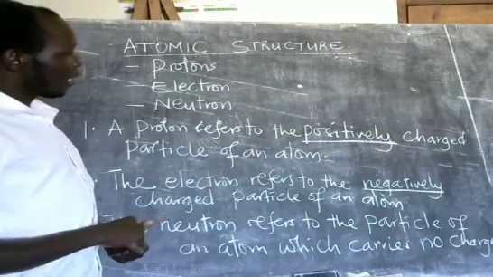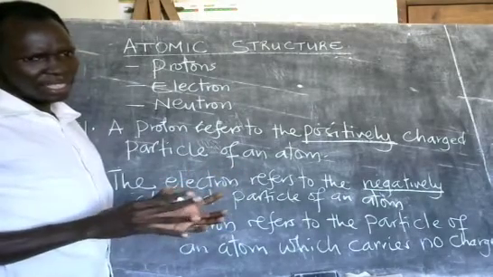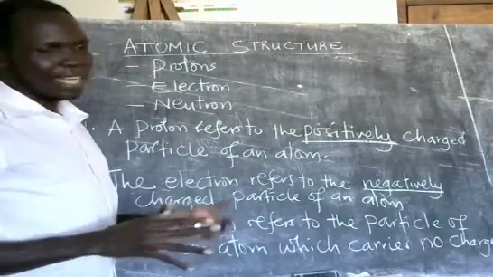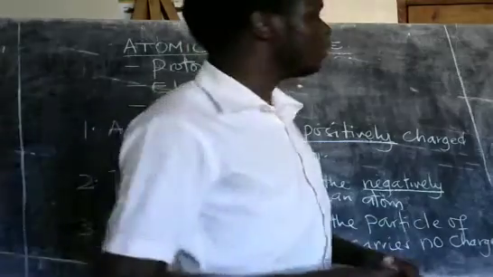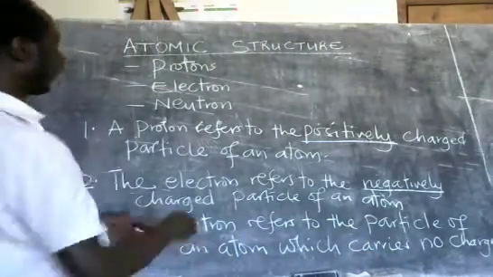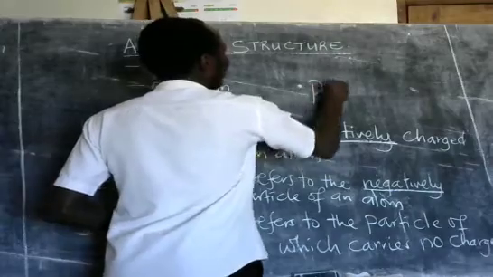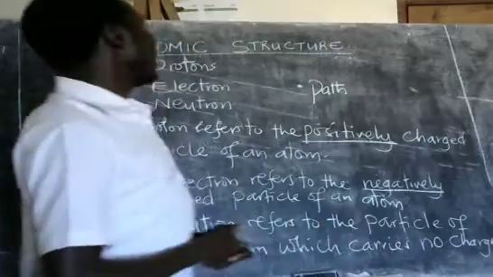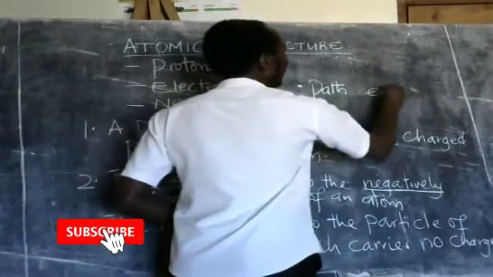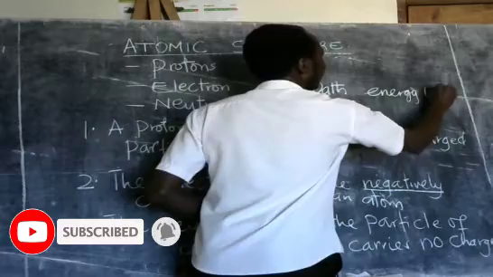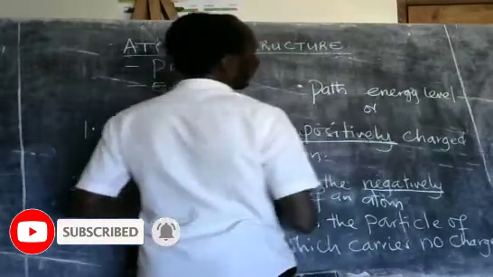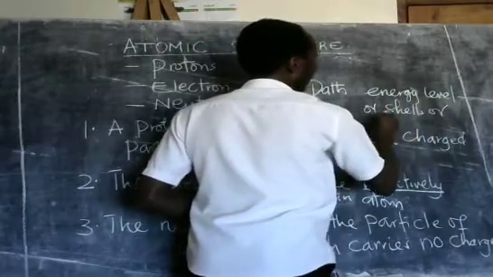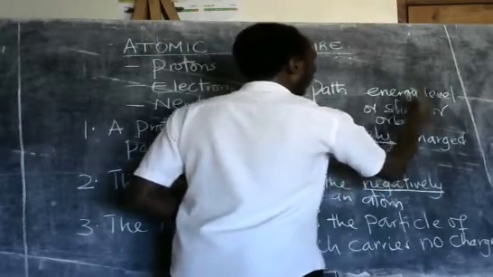Now, these electrons cannot just hang outside anyhow. They have a path which they follow, and that path is called the energy level. The path is called the energy level, or the shells, or the orbit.